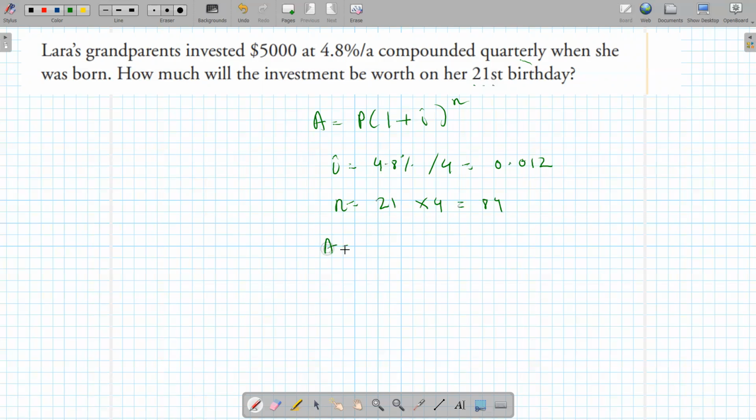So for this one, now it's just plug and chug on the calculator. 5,000 times 1 plus 0.012, the quarterly interest rate, to the power of 84, because that's how many quarters there are in 21 years. So 1.012 to the power of 84 times 5,000. So we get $13,618.62.